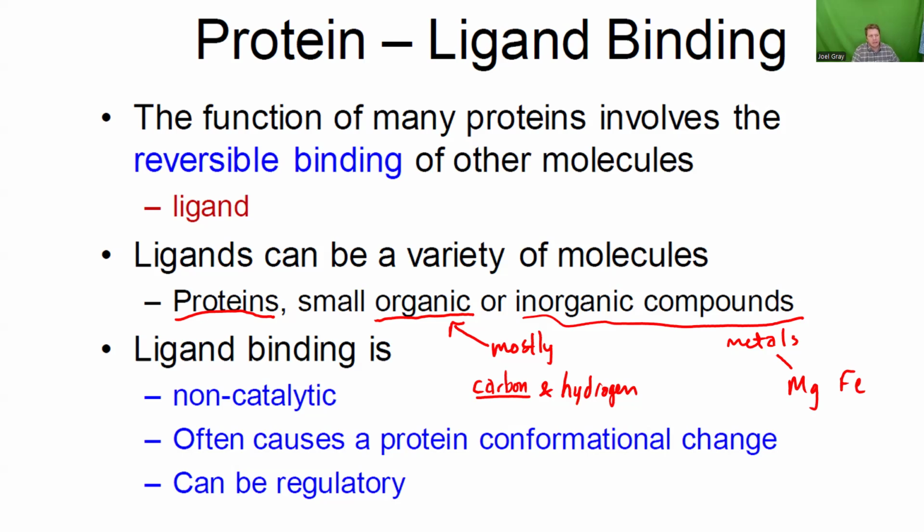Now, ligand binding is non-catalytic, often causes a protein's conformational change, and it can be regulatory. Each one of those things, I think it's worthwhile to go ahead and unpack. I'm going to erase this and give myself a little bit more space so I can give you a little bit of a definition. So non-catalytic, what does that mean? Non-catalytic binding means no chemical reaction occurs.